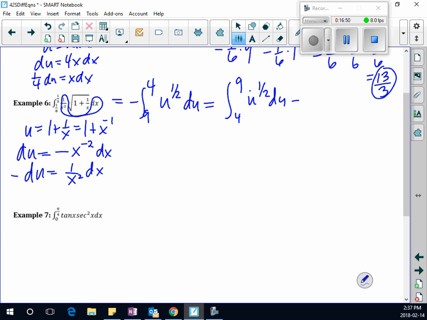So then add 1, you get 3 over 2. So 2 over 3 u to the power 3 over 2 from 4 to 9. So this is 2/3 times the square root of, I guess I can just go 9 to the power 3 over 2, subtract 2 over 3.